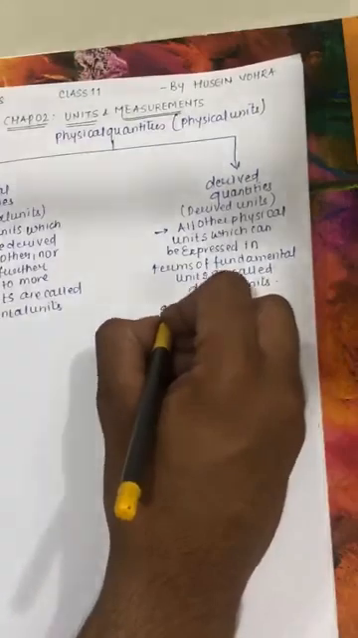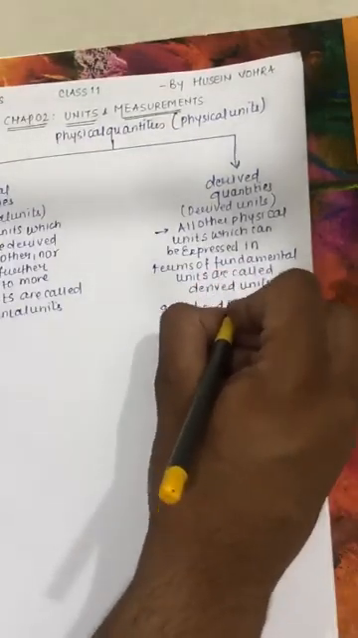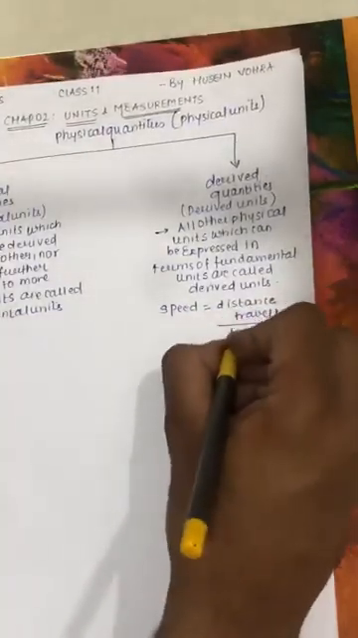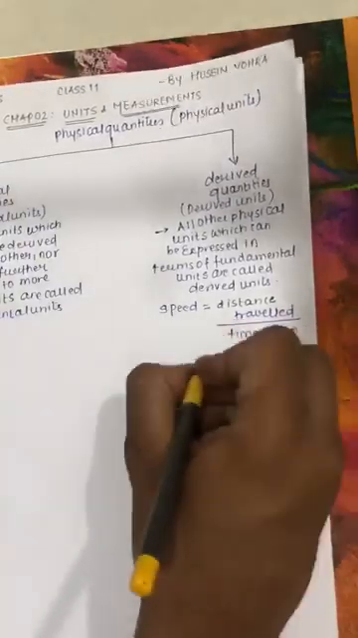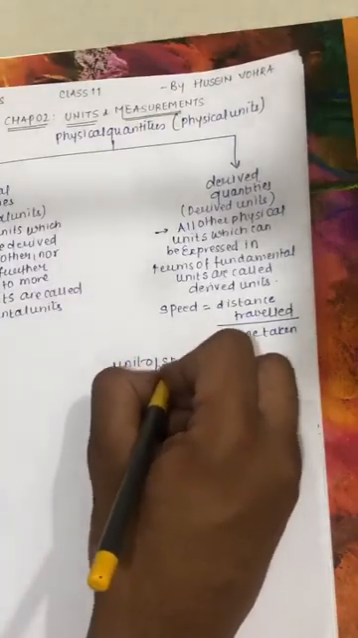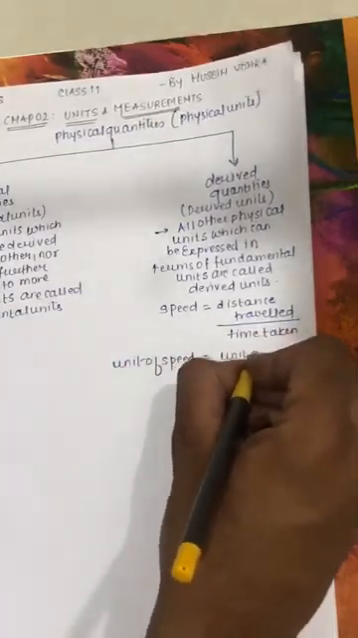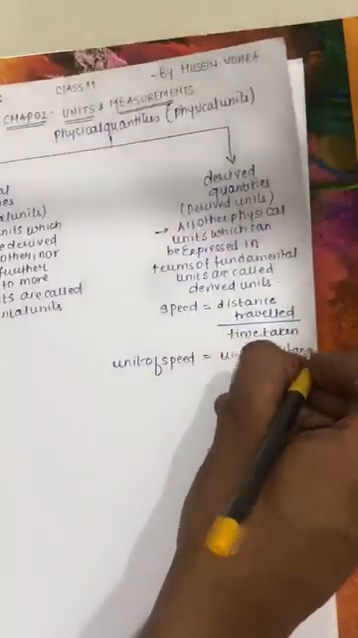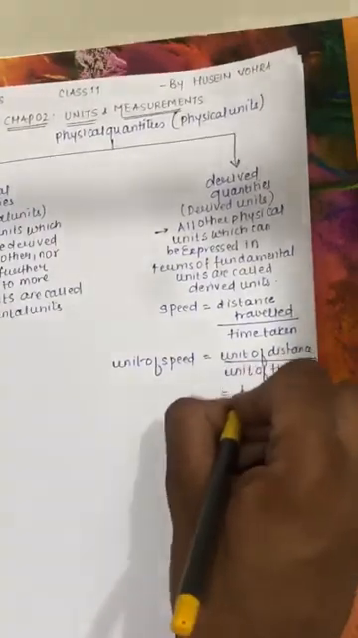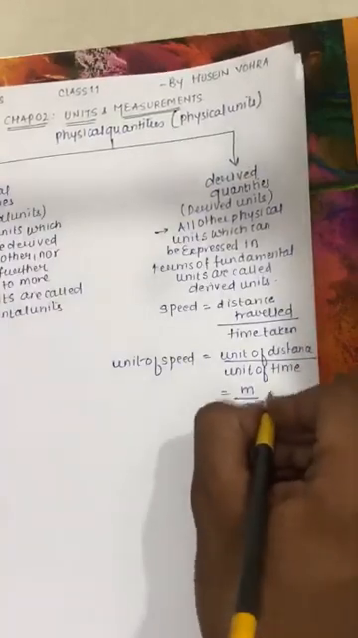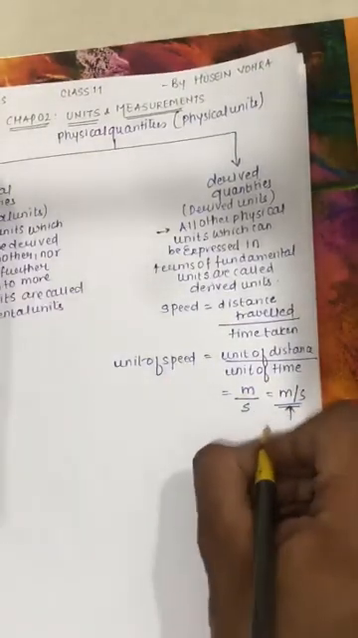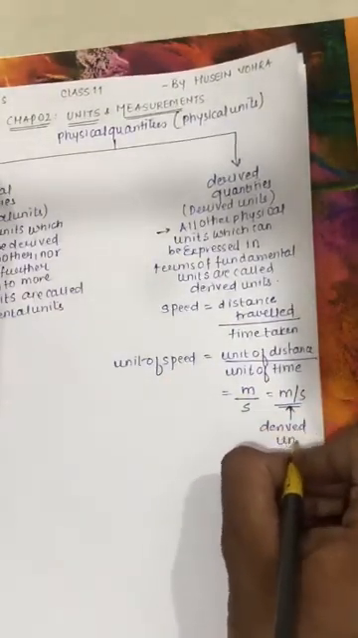Let us take an example of derived units. Speed is equal to what? Distance traveled upon time taken. Yes or no? I can write the unit of speed as equal to the unit of distance divided by the unit of time. What is the unit of distance? Meter. Unit of time? Second. So I get the unit as meter per second. This is nothing but a derived unit.